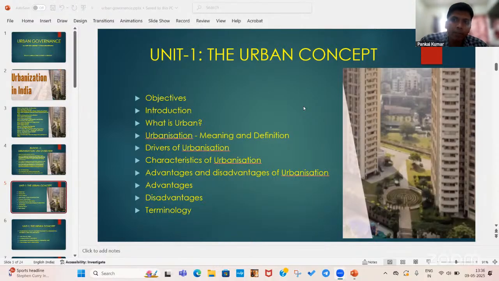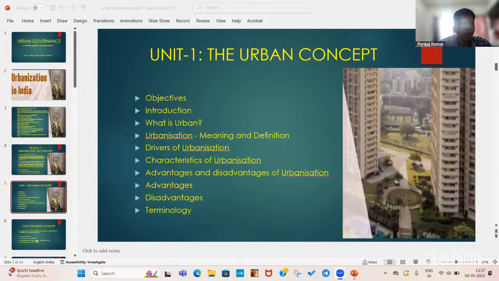There are different factors like social factors and economic factors, and all these factors can also be classified into two categories, that is pull factors and push factors. We will go into detail on what these are. Then after that, we'll discuss the characteristics of urbanization, meaning the features of urbanization. What are some spatial features found in urban areas? Then we'll also discuss the advantages and disadvantages of urbanization, like some pros and cons. Then there is some terminology related to urbanization that we'll cover.